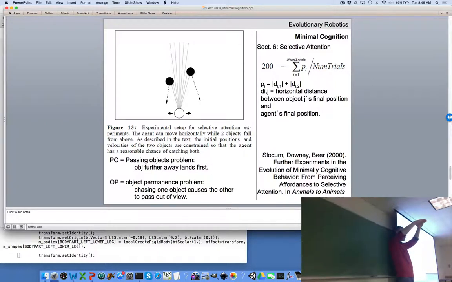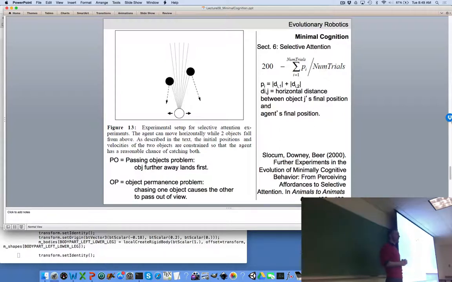I was thinking that if it was trying to go after the one that's closer, and then the one that's farther away passes and moves out of the range of... That's it. Absolutely. That's a good point. So they're falling and the robot is heading off after this one. This one passes, it's falling over here, the robot forgets about it or doesn't attend to it and misses it. So it's not enough to just go after the closer object.